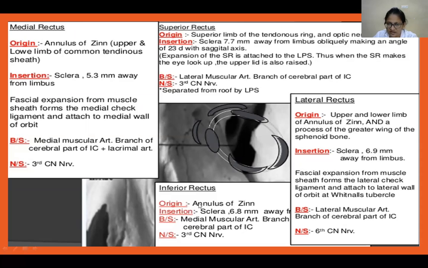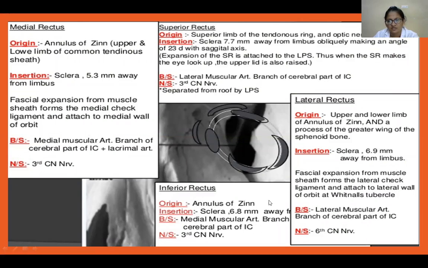Next, coming to the inferior rectus, it also takes origin from the lower limb of the tendinous ring, the lower limb of the annulus of Zinn. It is inserted 6.8 millimeters away from the limbus. All these muscles are inserted in front of the equator line of the eyeball and behind the sclerocorneal junction. The main thing here is that all the rectus muscles are inserted in front of the equator line.